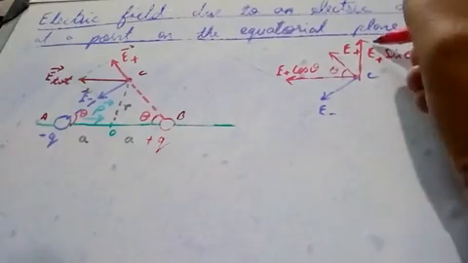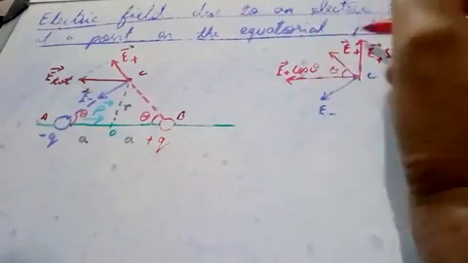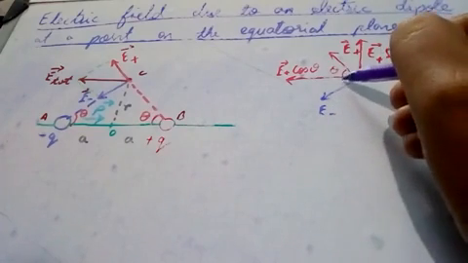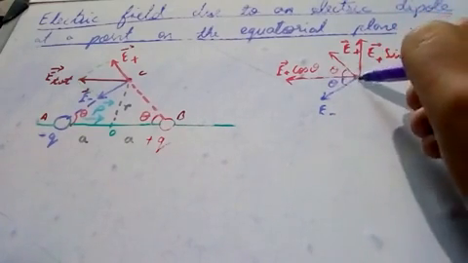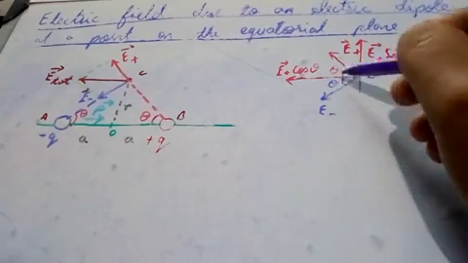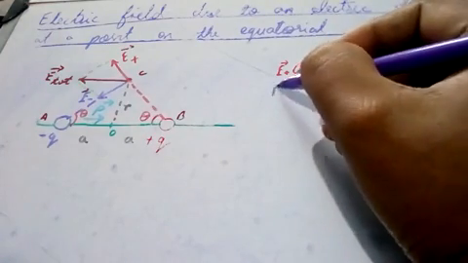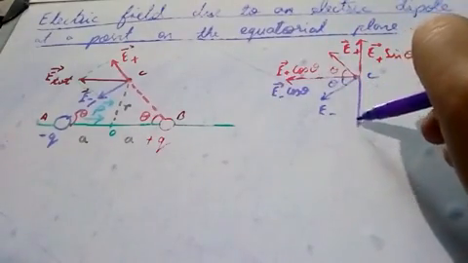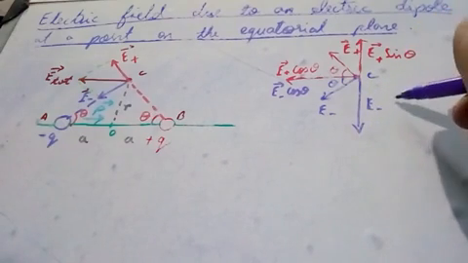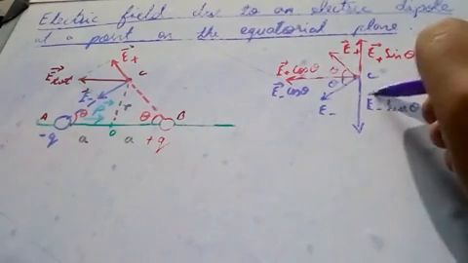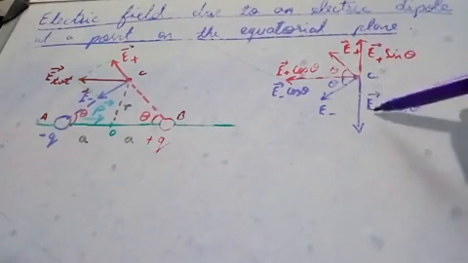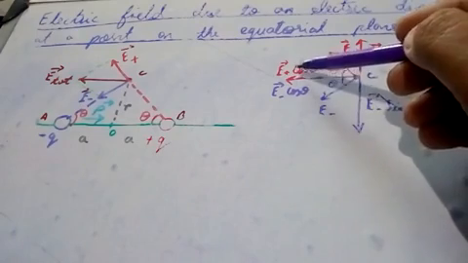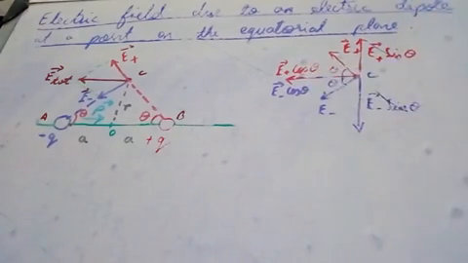Now these are vectors. Let's similarly take the negative charge. This is the electric field due to the negative charge. This angle is theta, and it also has two components. This is the horizontal component, E minus cos theta, and this is the vertical component, E minus sin theta. You can see that E plus sin theta and E minus sin theta will cancel each other, but E plus cos theta and E minus cos theta will add to each other. So let's see that now.